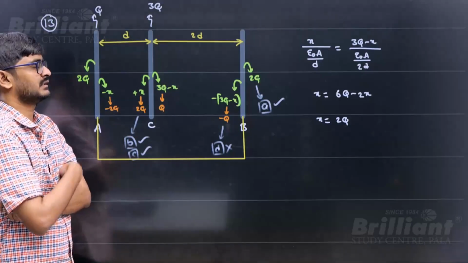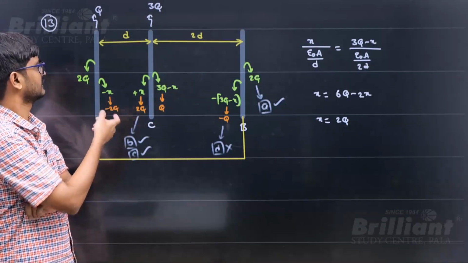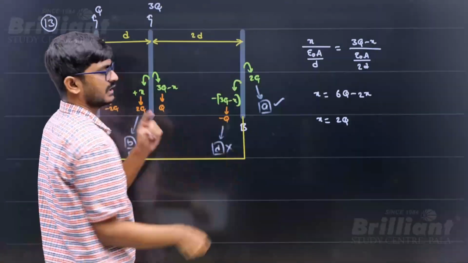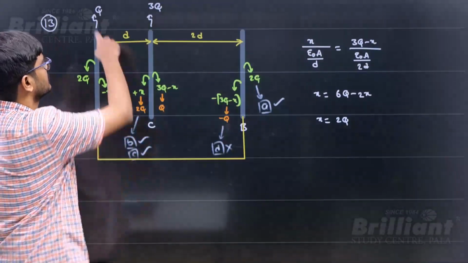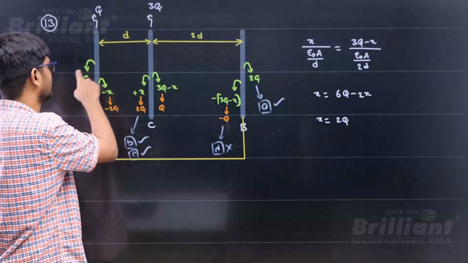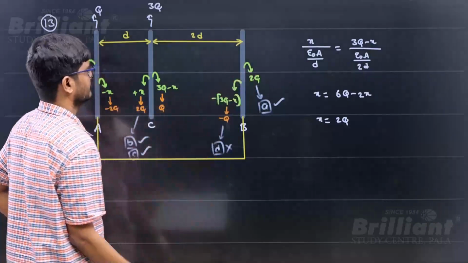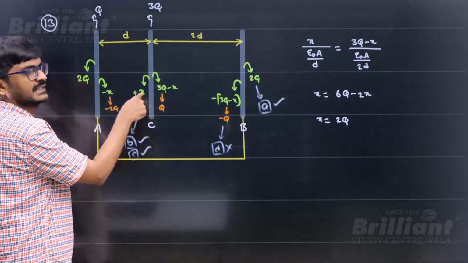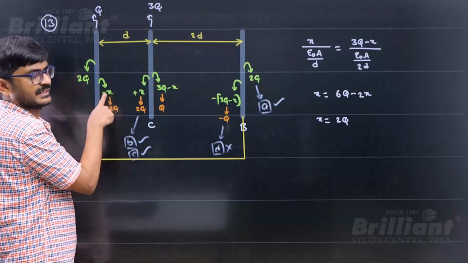In the revision class I have taken, I have shown you that the outside charge is going to be half of the total charge given. What is the total charge? Total charge will be 4Q. So outside charge will be half of the total charge, 2Q and 2Q. Now I assumed this charge as x. If the charge is x, this charge is going to be minus x.